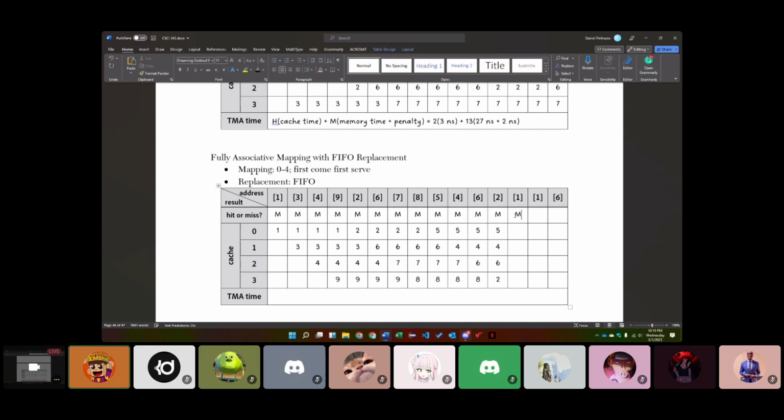1 is a miss. 5, 4, 6. Yeah. But in this case, between 5, 4, 6, and 2, 5 was the one that came in first, so it gets replaced. 1's a hit. 1, 4, 6, 2. And 6 is a hit. And then that's it. We have 2 hits, 13 misses again.